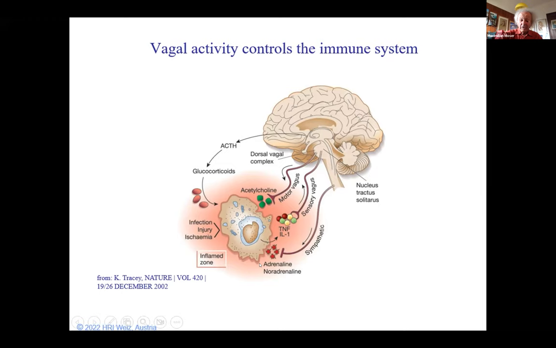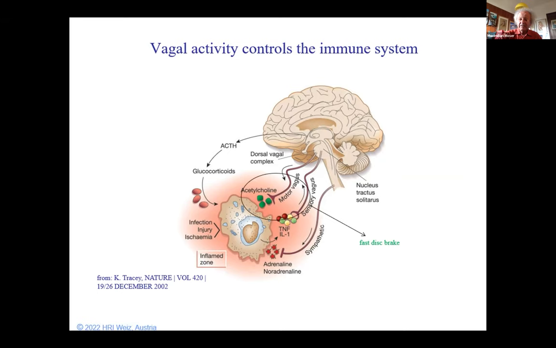And this circle is called the vagal inflammation reflex, actually, and has received attention during the last years because it seems to be the first line of control for the immune system. It's something like a fast disc brake for the immune system to stop overactivity, which has been, for example, observed in septic reaction after COVID-19, you know.